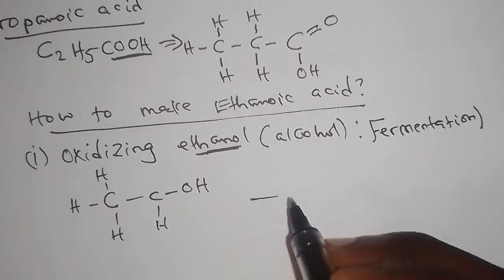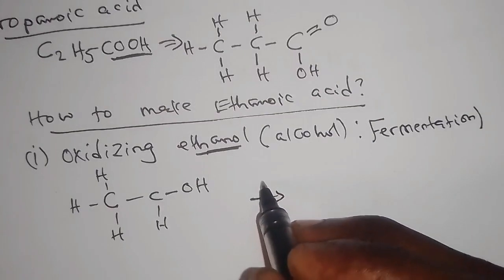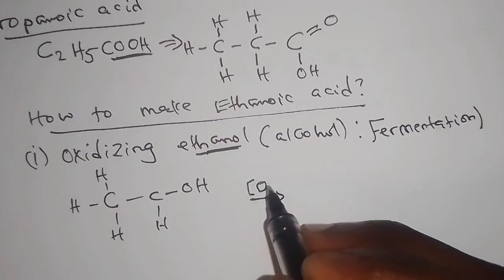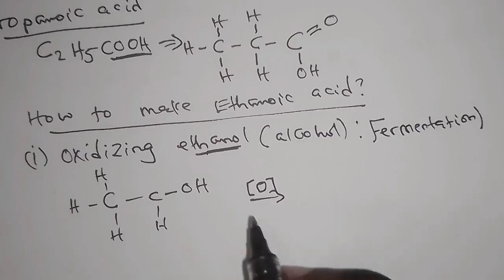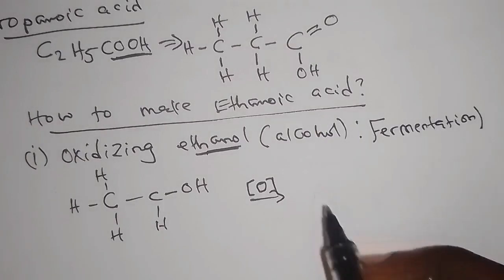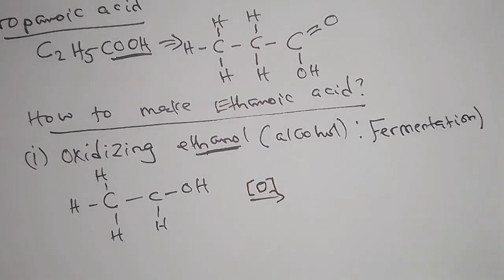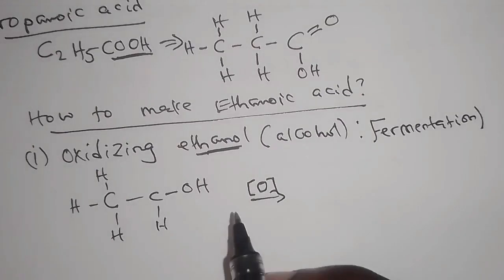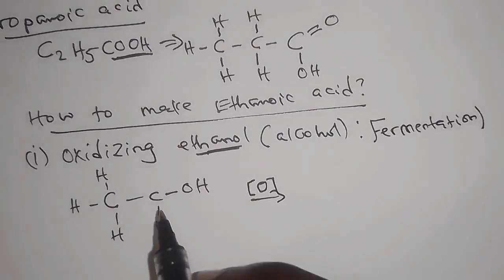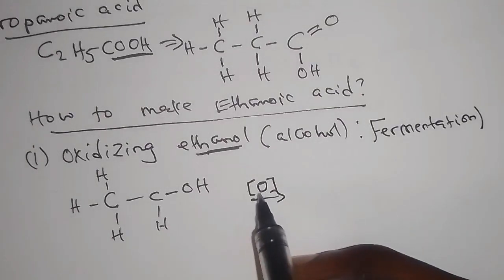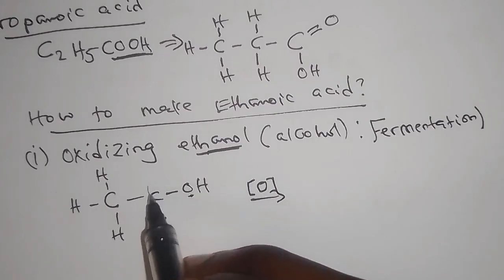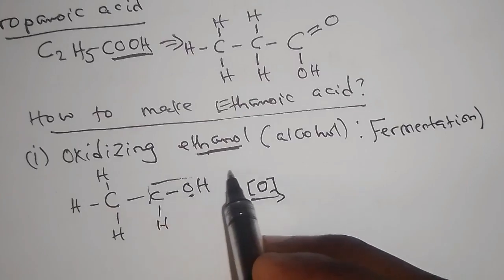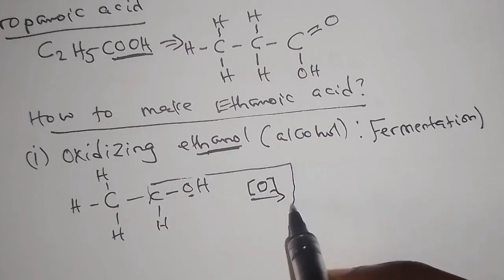Now what's going to happen is we are going to oxidize this ethanol with oxygen in order to produce ethanoic acid. Now, how is this happening? What is happening is that we are adding this oxygen to this part. So we are adding the oxygen to this part.